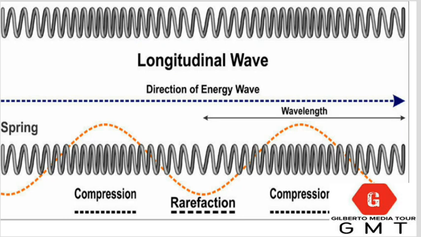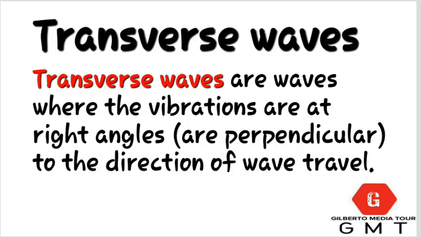The particles' vibration is in the same line, or parallel to the direction of travel of the wave. Also, we have transverse waves. Unlike longitudinal waves, transverse waves are waves where vibrations are at right angles, or perpendicular, to the direction of wave travel.